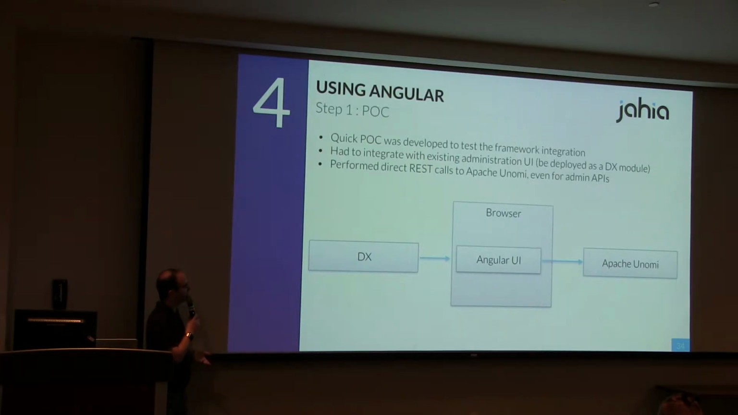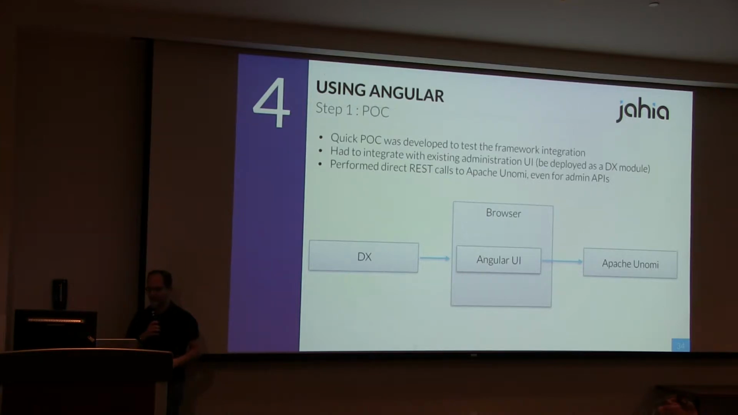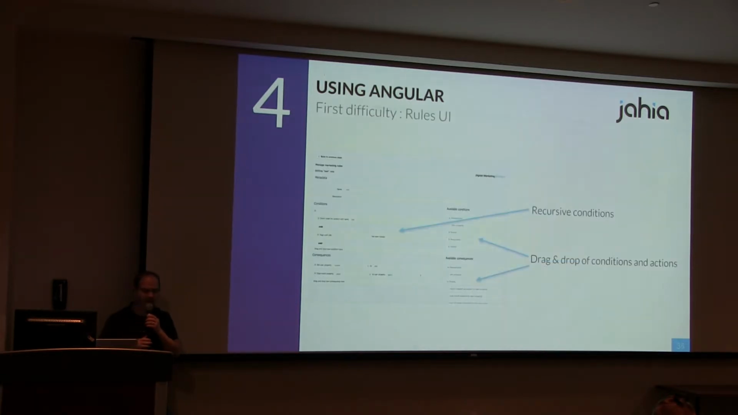Well, we started with a prototype, of course. So we did it as simple as possible. Basically, we have our platform that delivers the Angular UI to the browser, and the Angular UI ties directly to Apache Unomi. The prototype was developed really quickly, which was something we really liked. Everything looked pretty good, but we ran into one problem.